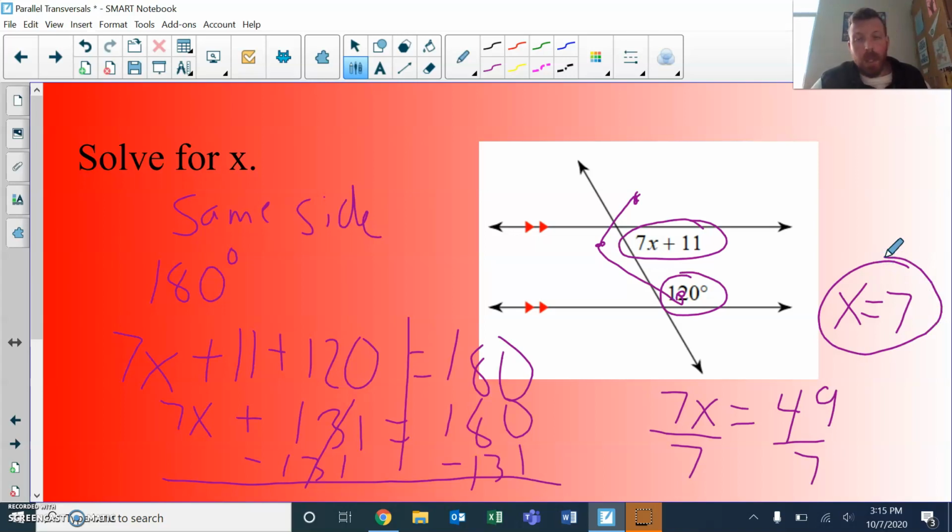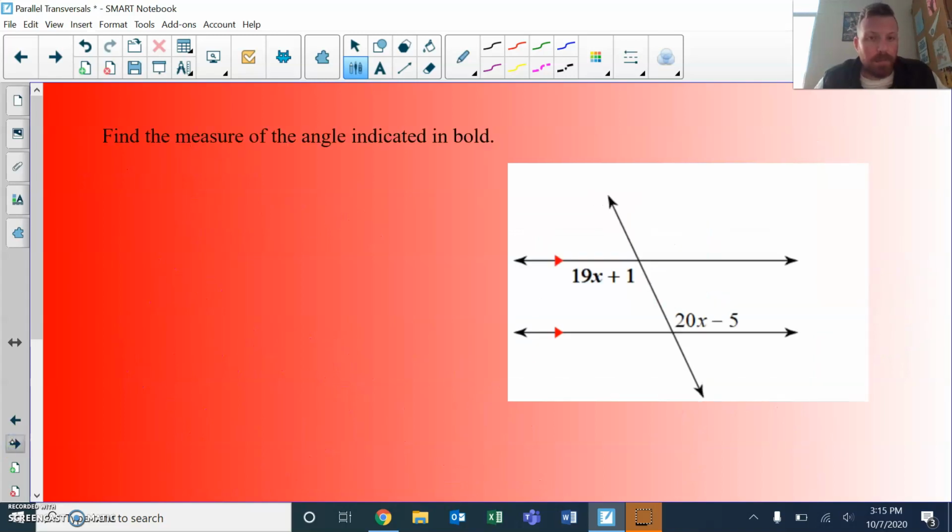All right? So sometimes, though, we have to plug it back in to find the measurements of angles. And so let's look at a problem like that for our last example, where we're going to find the measure of the angle that's indicated in bold, which would be this one. Now, these two angles, we got to start with that. These two angles are alternate interior, okay? Because they're alternating between the sides. So they are alternate interior.